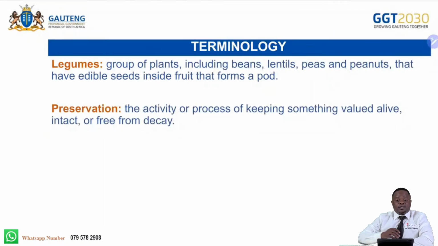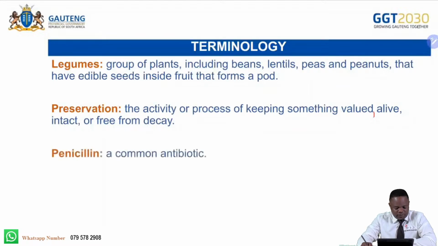Right, then there is preservation. What do we mean by preservation? We're saying this is the activity or process of keeping something valued alive, intact, or free from decay. So in other words, you don't want this thing to go bad, so you want to keep it fresh. We call that preservation. We shall talk about the preservation of food in our lesson.